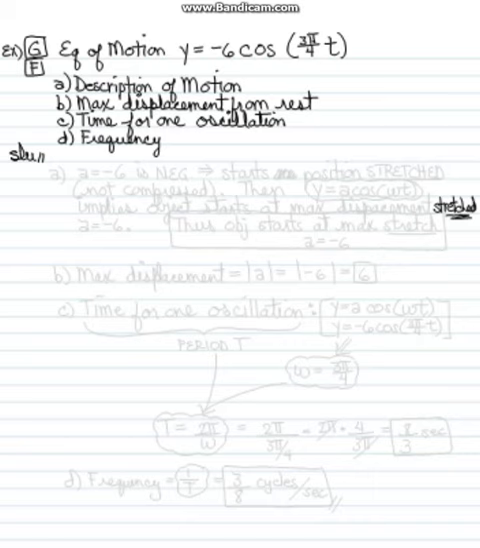Solution. Let's go with Part A first, where we're searching for the description of the motion. Well, A is equal to -6. So if it's a negative, that implies that we start our motion in a position that's stretched, not compressed. And also, y is equal to A times the cosine of omega t.